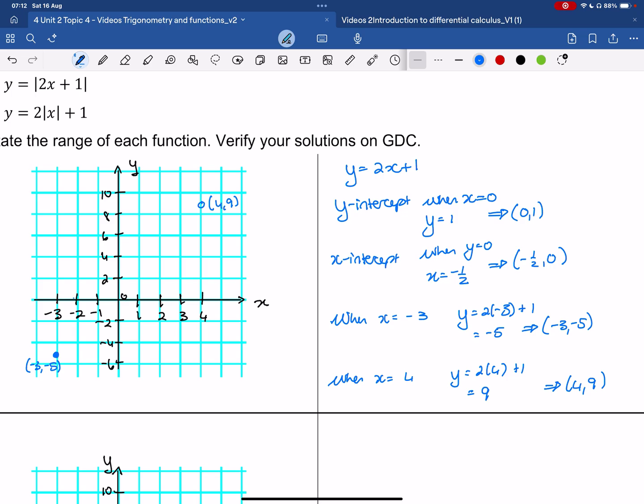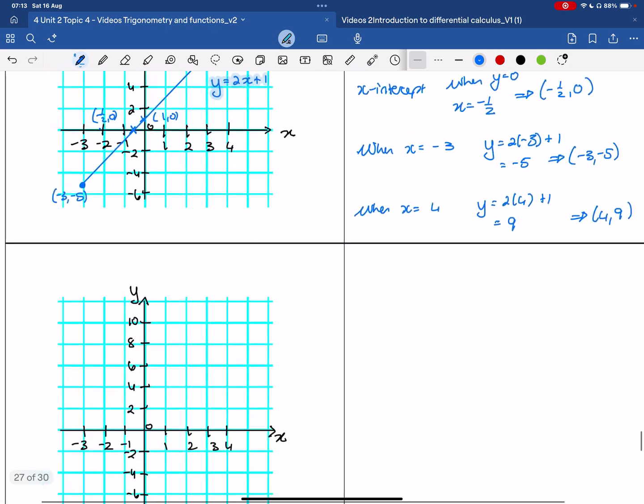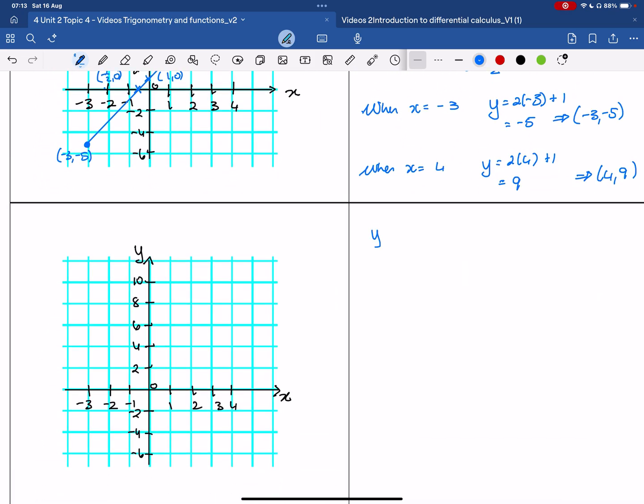and I've got my x-intercept at -1/2, and my y-intercept at 1, and I'm going to join those points. Okay, so this is my graph, y equals 2x plus 1. Now, let's have a look at what happens when I use the absolute value. So here we're going to have the absolute value of y equals 2x plus 1.